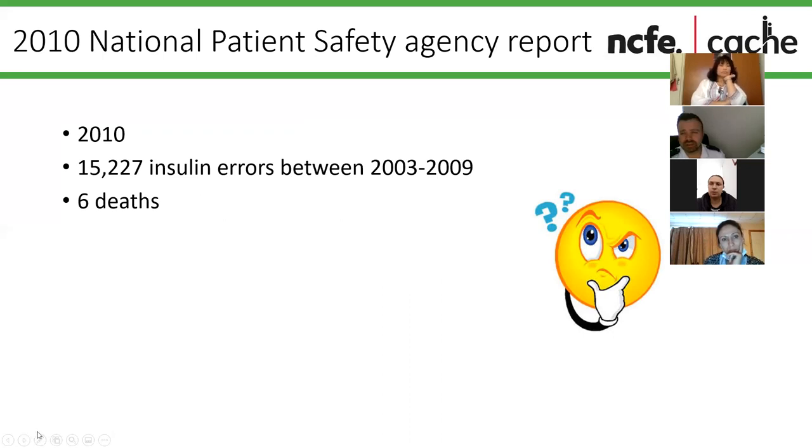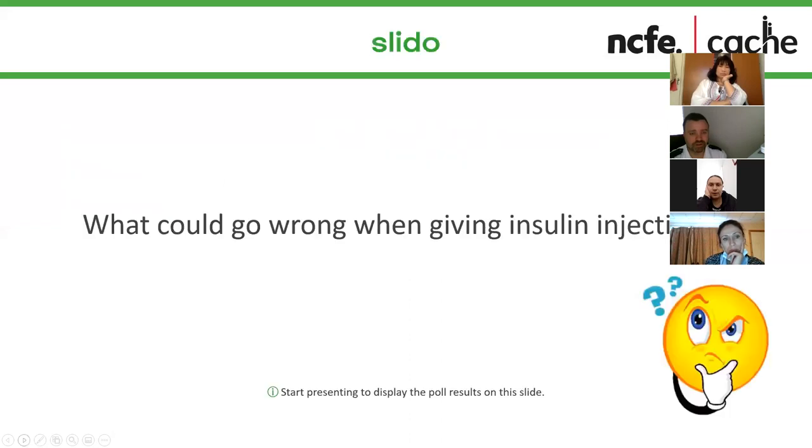So in 2010, and this is quite a bit out of date data here, there were 15,227 insulin errors. We're probably roughly at the same now anyway, and 6 recorded deaths for insulin overdoses. So lots of things that we need to think about.